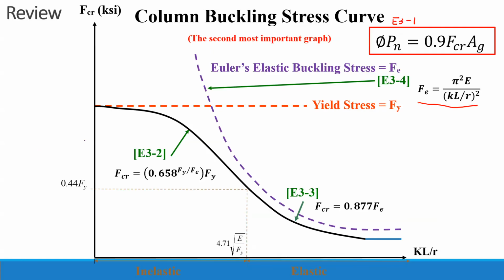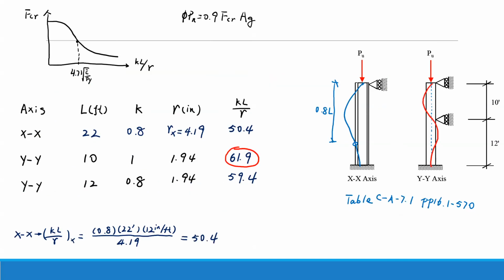So what is KL about x-axis? So this is what we had in this example, right? So bending about x-axis, my KL is 0.A times the length, right? So our KLX is 22 times 0.A, right? So for the first bend, y-axis bending, my KLY is 10 times 1, and for the second span, 12 feet, is 12 times 0.A.